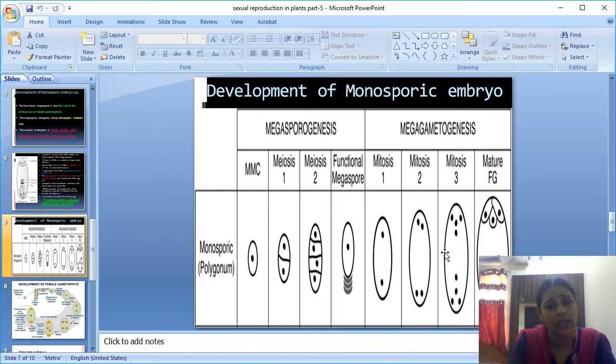It follows only nuclear division. It does not go for any cytoplasmic division. Cytoplasmic wall formation only takes place after the 3 mitosis processes.